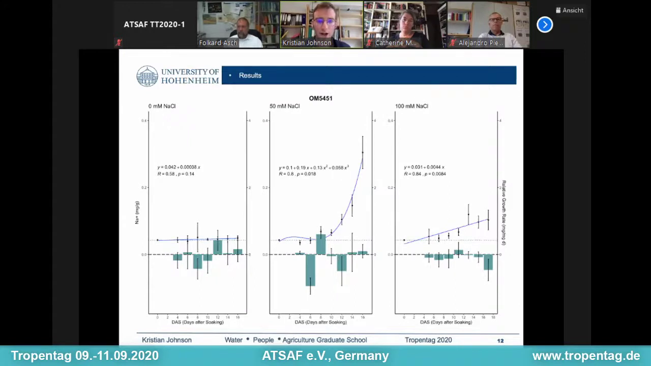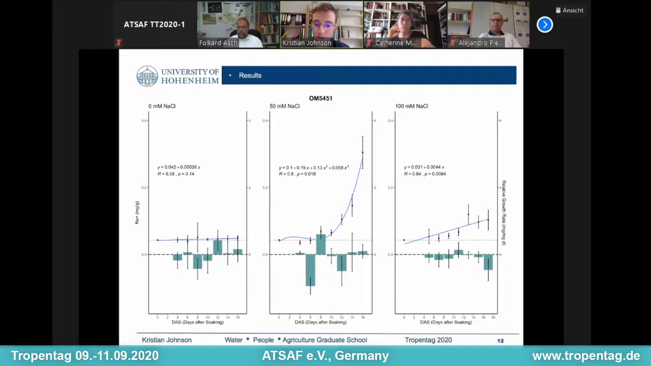And this trend holds for OM5451 as well. Again, in the 50 millimolar sodium solution, you have, interestingly, a higher concentration of sodium within the seedling. And again, you have this initial phase in the first 10 days in which the RGR is increasing or relatively similar to what you see in the control, followed by a stark reduction.